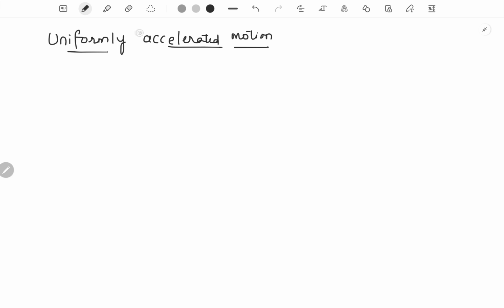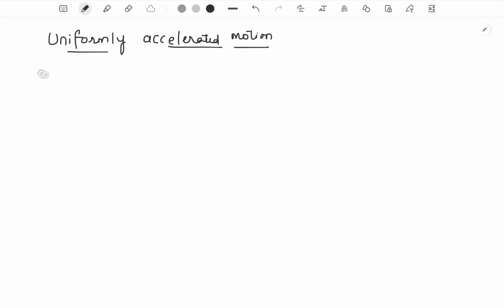Okay. So let's discuss a few points regarding uniformly accelerated motion, and then we will apply this theory for the case of a body falling under gravity, which would basically be uniformly accelerated motion, and later on we would discuss some other examples, in the form of problems and all.